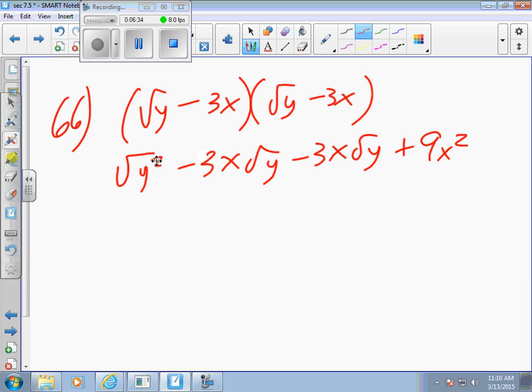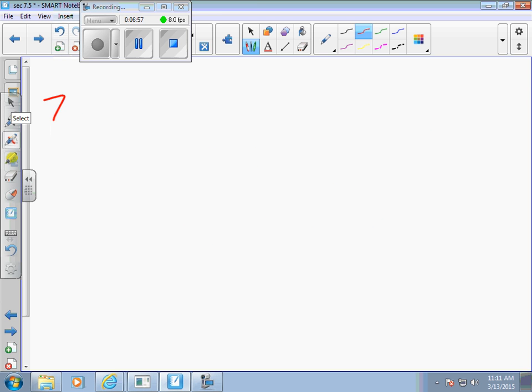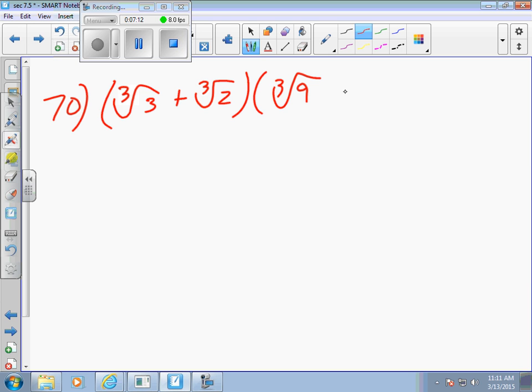Simplifying here, we have the square root of y squared, which is going to give me a y outside. These two terms, because they have the same variable and radical parts, we can put them together. And my last just comes down. The next one we're going to try is 70. So we have the cube root of 3 plus the cube root of 2 times the cube root of 9 minus the cube root of 4.